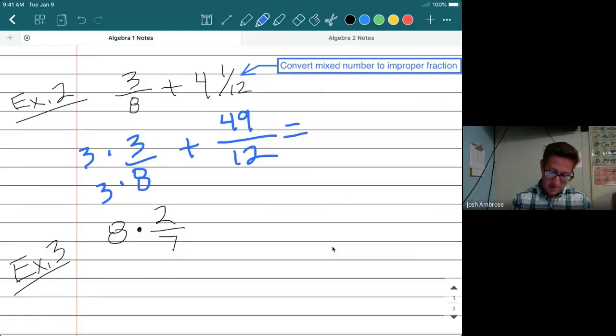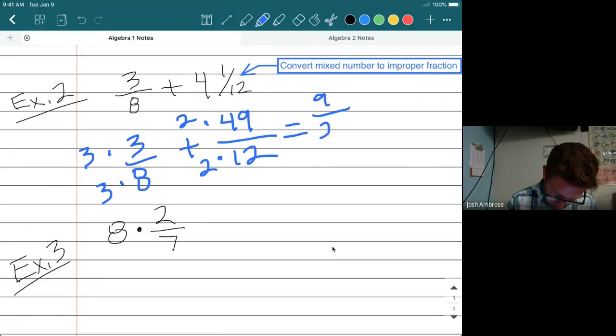Okay. And then how does a 12 become 24? We're going to multiply it by a 2. So let's show that. Multiply by 2, 49 multiplied by 2. Okay, so let's start working our info out here. And we have 9 over 24. Okay, and that came from 3 times 3 and 8 times 3.